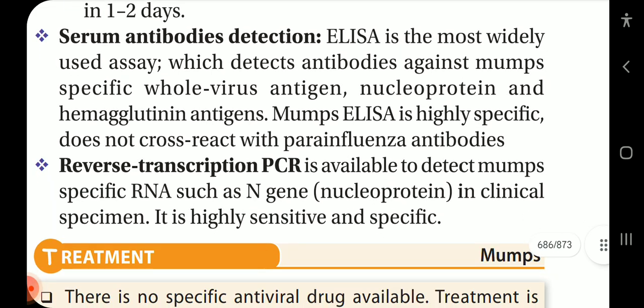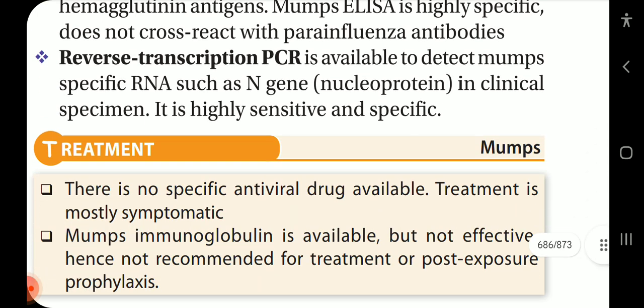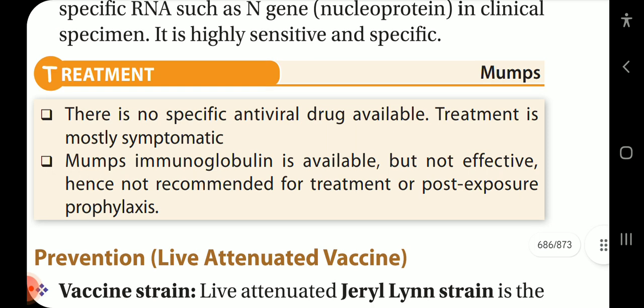Serum antibody detection: ELISA is the most widely used assay, which detects antibodies against mumps-specific whole virus antigen, nucleoprotein, and hemagglutinin antigens. Mumps ELISA is highly specific and does not cross-react with parainfluenza antibodies. Reverse transcription PCR is available to detect mumps-specific RNA such as the NP nucleoprotein gene in clinical specimens. It is highly sensitive and specific.